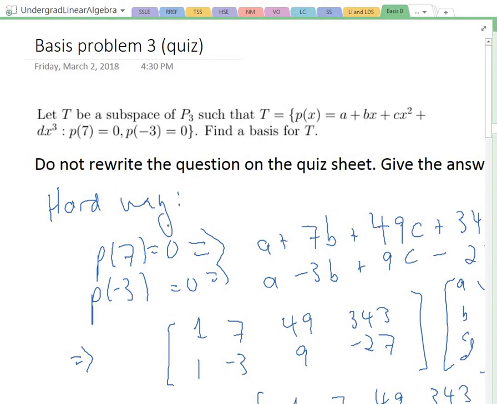All right. So here we have a subspace of P3 such that T is the polynomials a plus bx plus cx squared plus dx cubed such that P of 7 equals 0, P of minus 3 equals 0. Find a basis for T.